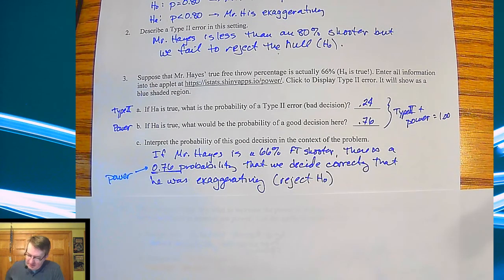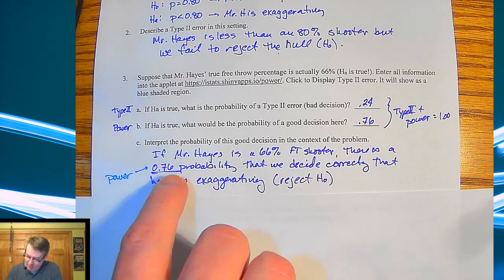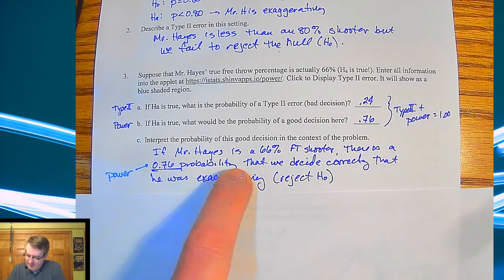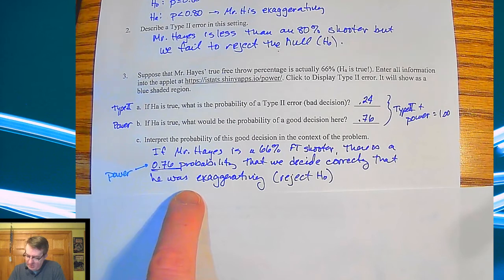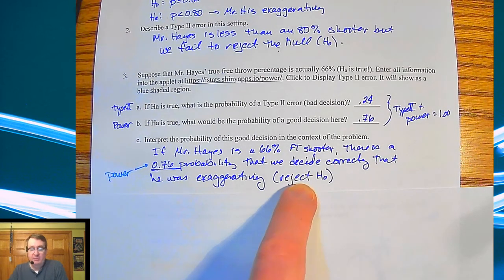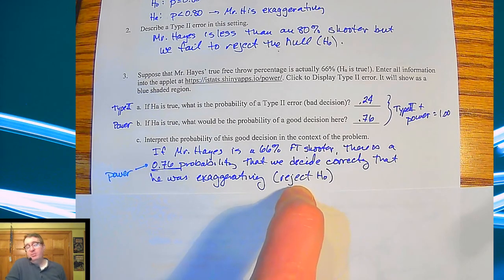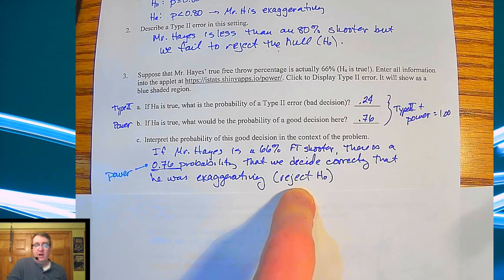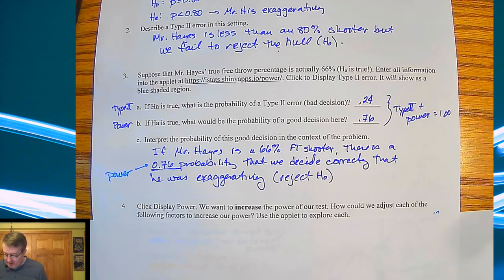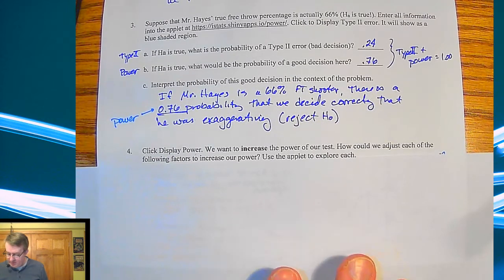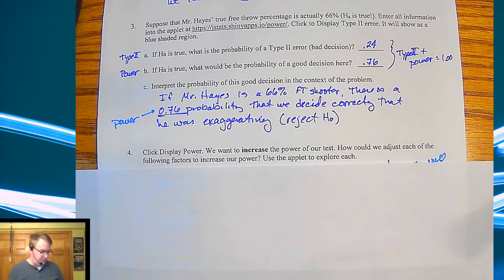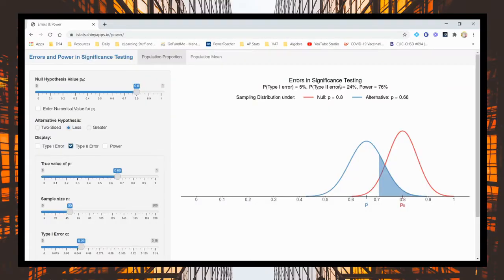Hayes is a 66% free throw shooter, there is a 0.76 probability that we decide correctly that he was exaggerating. So we have a 0.76 probability that we're going to reject the null hypothesis, and a 24% chance, the type 2 error, that we're not going to have enough evidence to do it. Okay? Now, we're going to go back to the video.